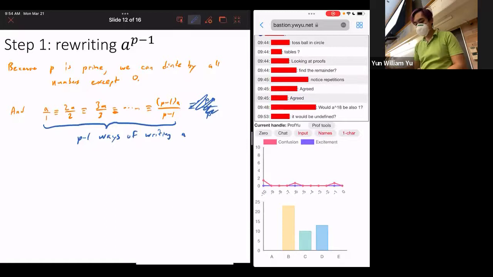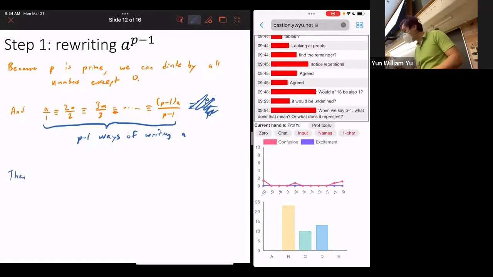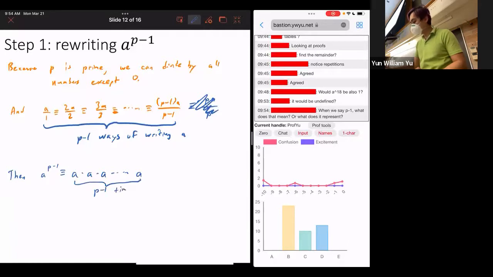Okay, when we say p minus 1, what does that mean? When you're in mod p, you have p different numbers: 0, 1, 2, 3, 4, 5, all the way through p minus 1. So if you're in mod 7, p minus 1 is 6. If you're in mod 13, p minus 1 is 12. Because p is the modulus. Once we've done that, a to the p minus 1 is a power, so we can rewrite this as a times a times a times a, p minus 1 times. That's just the definition of a power.